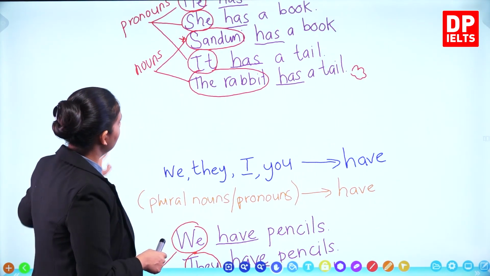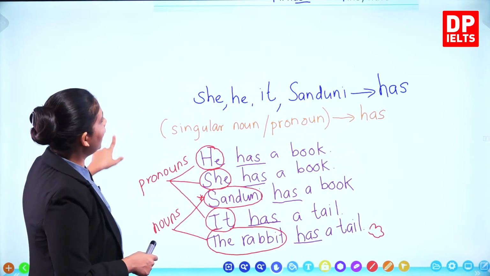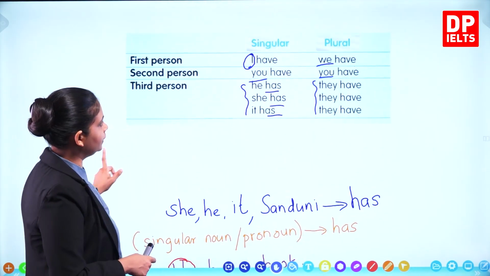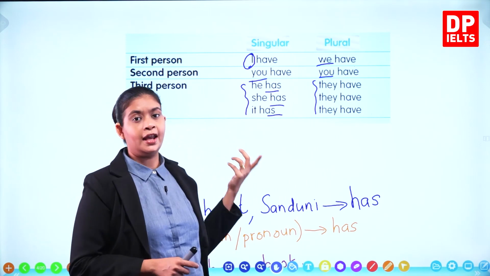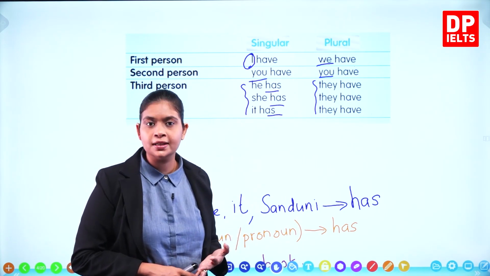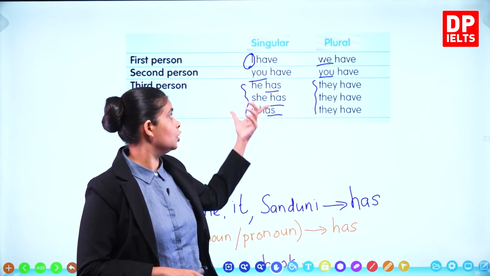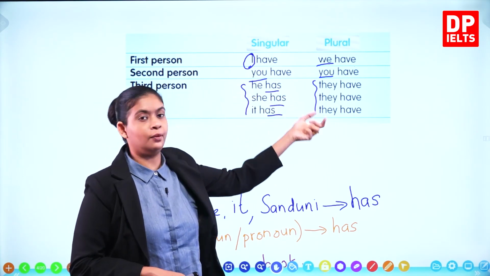After that we had a look at the table. We had a look at the first person, the second person and the third person. Use of it in singular and plural.